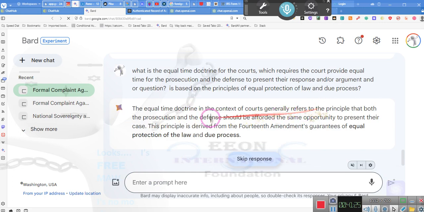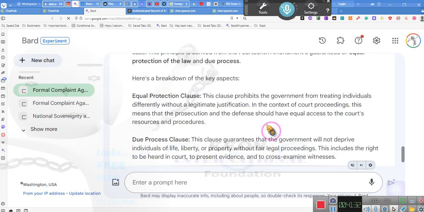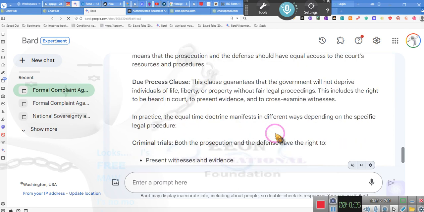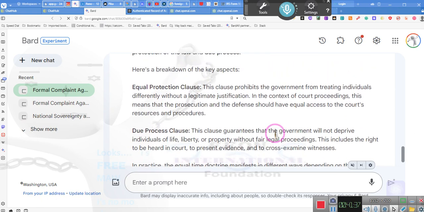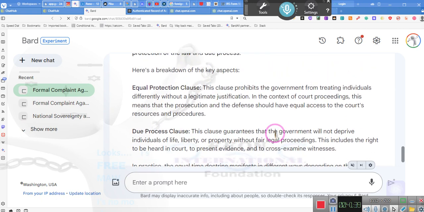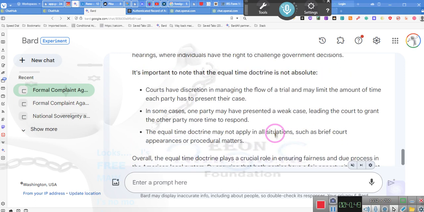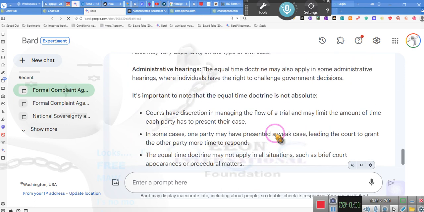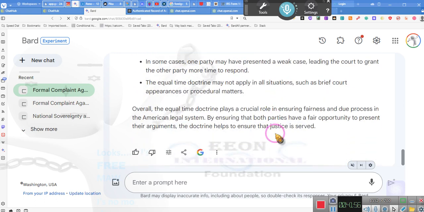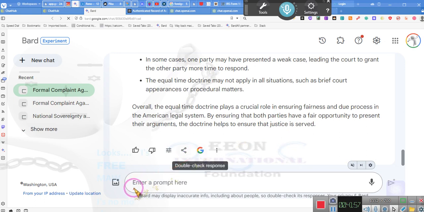Equal time doctrine in the context of the court generally refers to the principle that both the prosecution and the defense should be afforded the same time and opportunity in their case. The principle is derived from the 14th Amendment guarantee equal protection of law clause. It's not the 14th Amendment, it's the 5th Amendment. Equal protection doesn't come from the 14th Amendment. It comes from the Bill of Rights. I mean, not Bill of Rights, but Declaration. Let's see. Administrative hearing, equal time doctrine may apply in some. No, it applies in all hearings. Everybody has the right to equal protection of law.